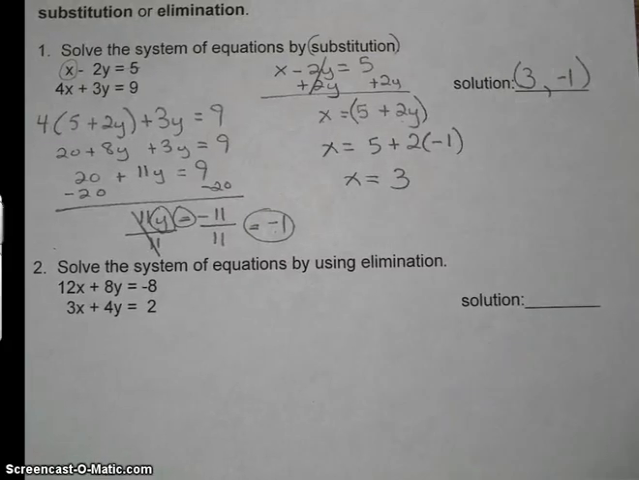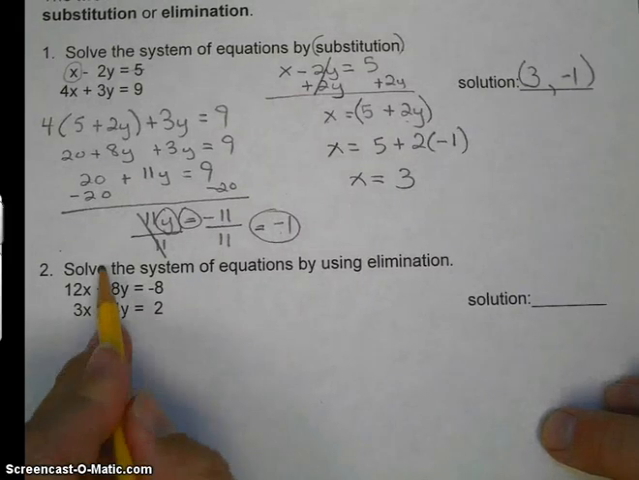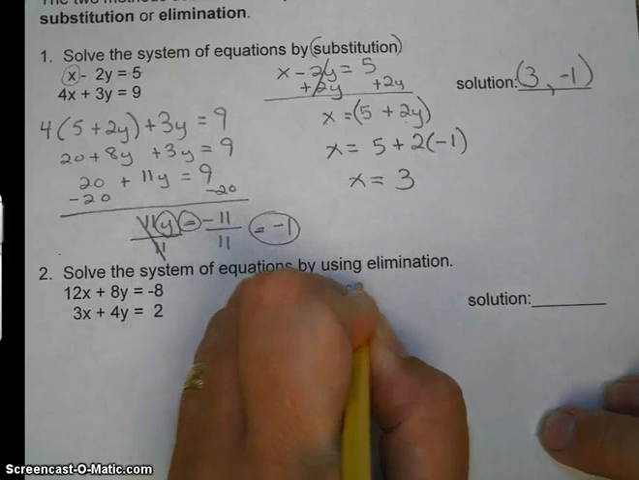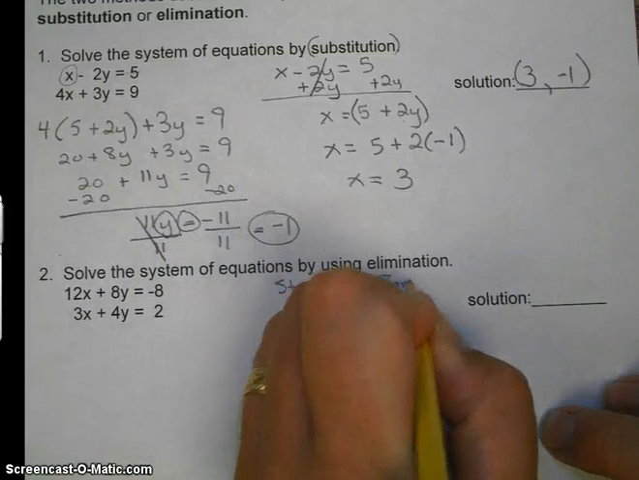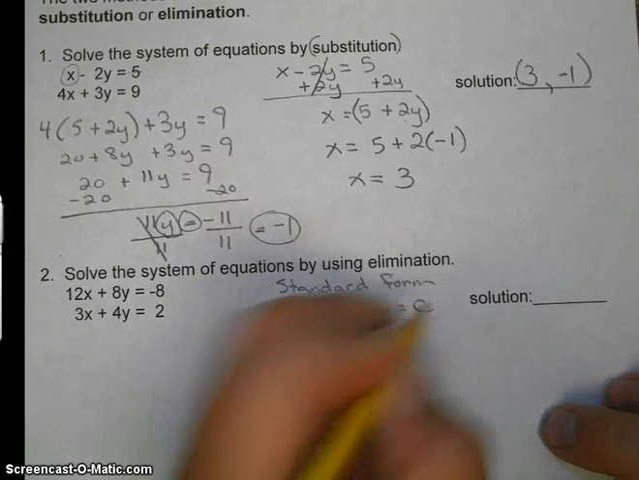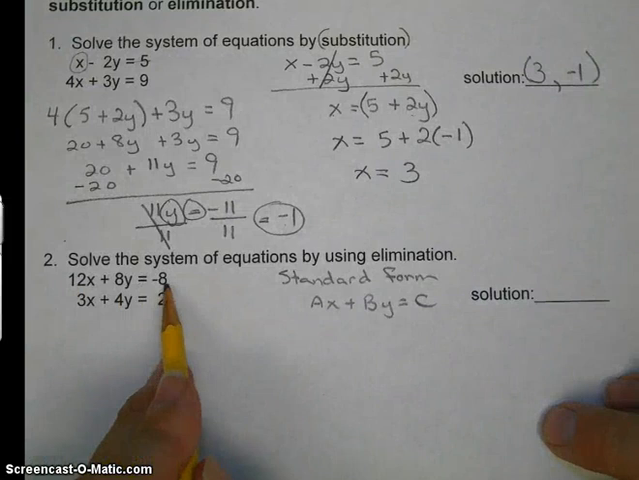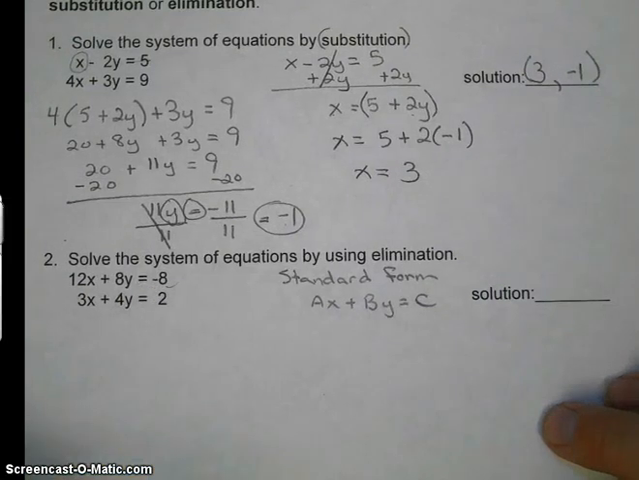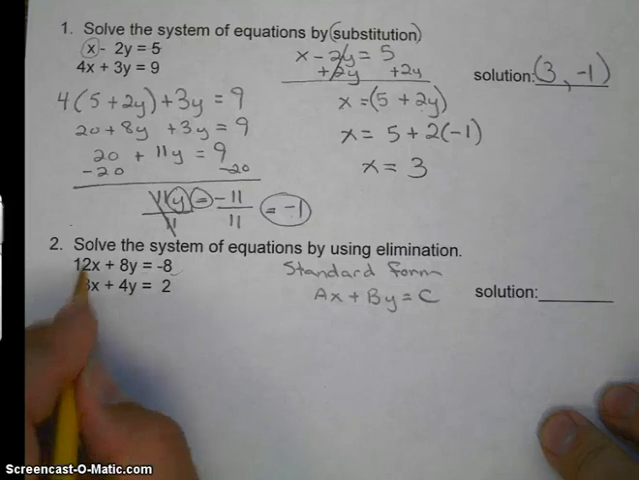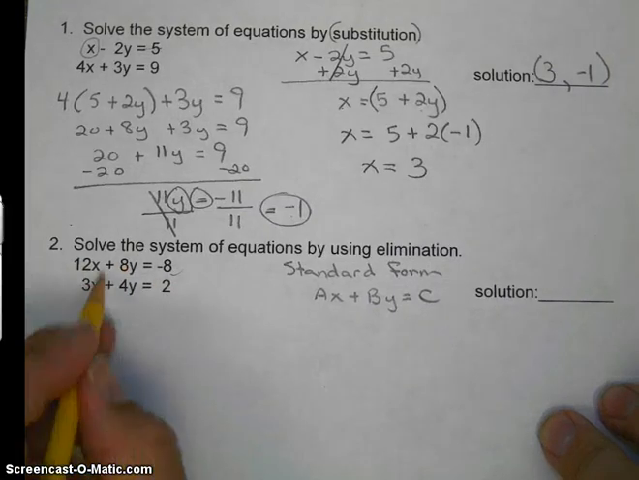Okay, let's take a look at the elimination method. With the elimination method, your two equations or more have to be in standard form. Remember standard form, ax plus by equals c, and that's what we've got here, with c being our constant. With elimination, what we want to do is either add the equations together or subtract them to eliminate a variable.